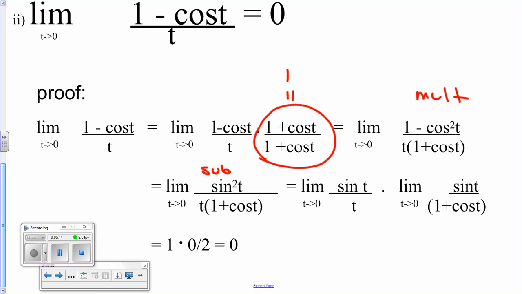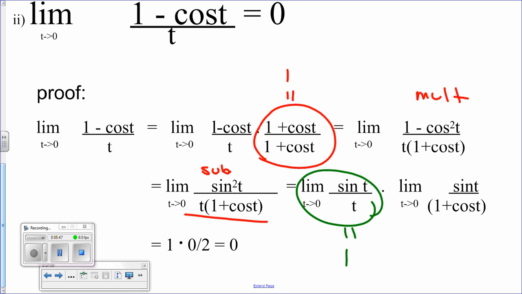Now, going from this step right here, you can't see where I'm pointing, to the one next to it, we just broke it up. So instead of leaving it sine squared t, that's sine t times sine t. And that's one of the great things about limits. You can find the limits of each factor separately. And now we know what the limit of sine t over t is if t is approaching 0, right? So this limit equals 1.